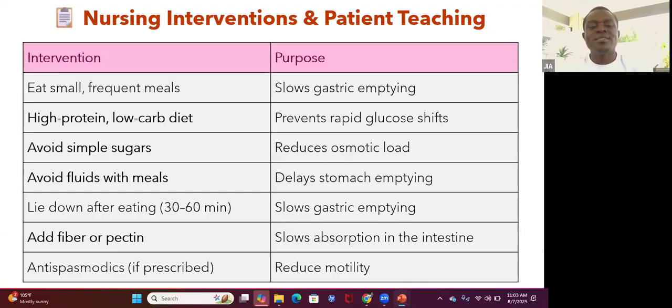And we have antispasmodic drugs. Hyoscine is part of the antispasmodics, right? We have lots of other brands and types. But if prescribed, it can reduce spasms and motility. It's the motility that drives the food into the small intestines and causes all of these things. So sometimes, if possible, we give antispasmodic drugs and it helps to reduce gastric motility.